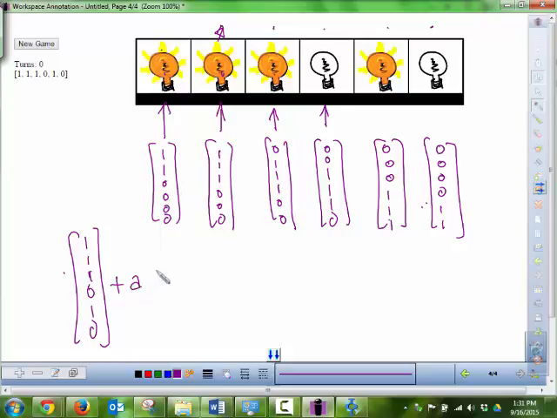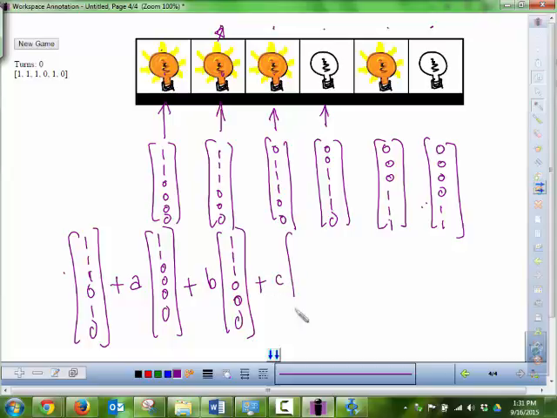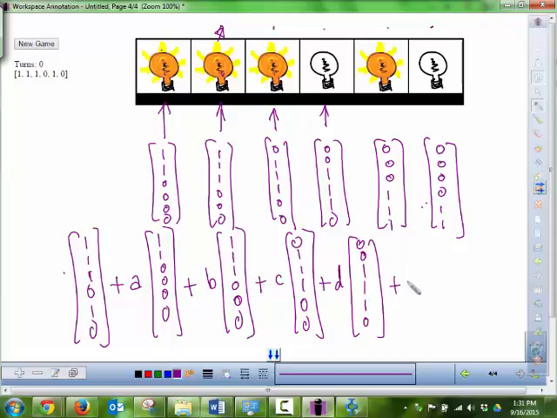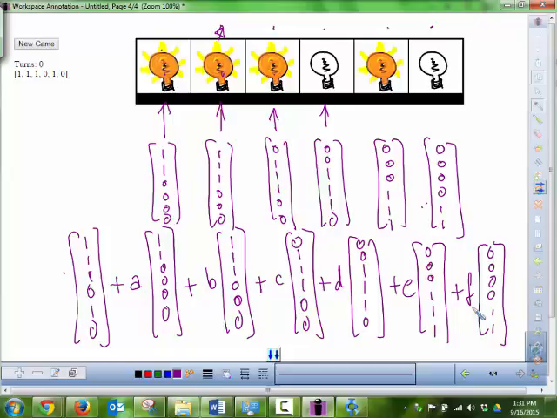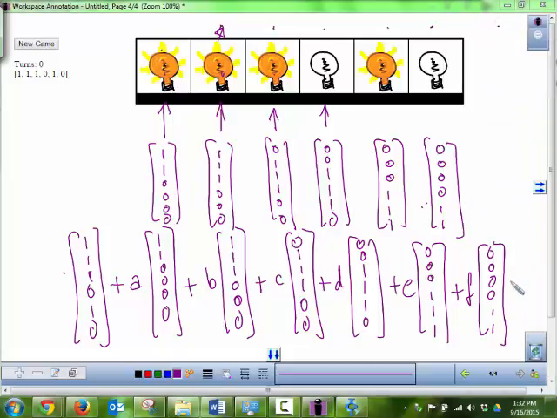Let's call it A. How many times should we click on the first vector, and how many times should we click on the second vector? And then how many times should we click on the third vector? Fourth, fifth, and then the sixth. And remember, our goal is to have this come out to zero.